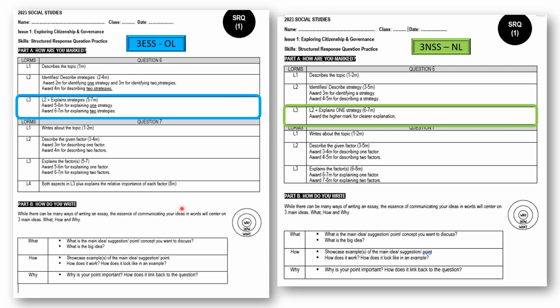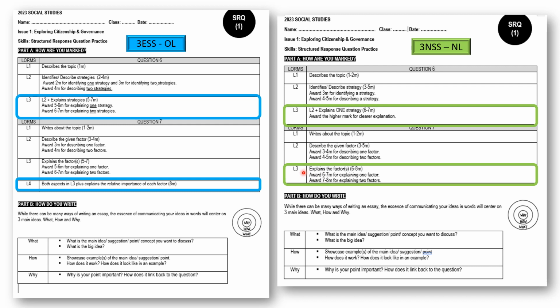Now for question 7, O-level students would have an extra level 4. But if you look at the marking for N level, there isn't a level 4. It's actually a level 3. But you can see that this level 3, which says explain one factor, and the O level level 3 is the same. That means there is a need to explain factors. It's just that the marks are slightly different. And part B is basically about how you write, which we'll cover in a bit.